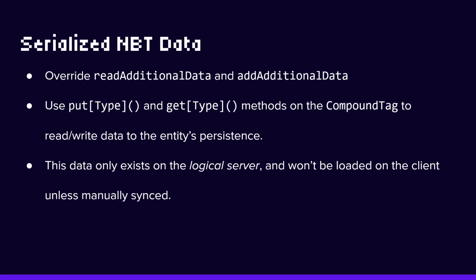So in read additional data, you'd be using get methods exclusively, and in add additional data, you would be using put methods exclusively. And the data really only exists, it's only written on the logical server, so the client doesn't persist data using NBT at all. So this is only a thing on the logical server.